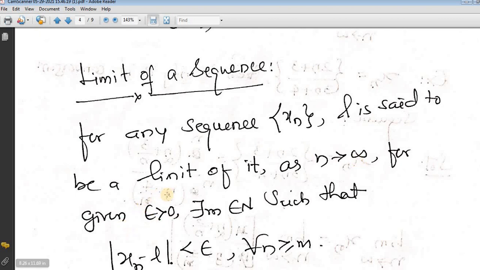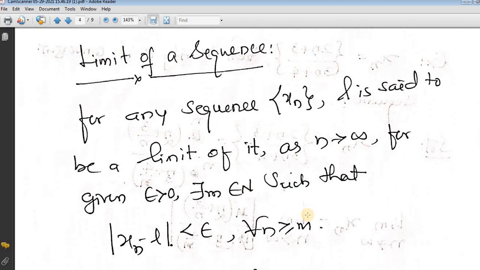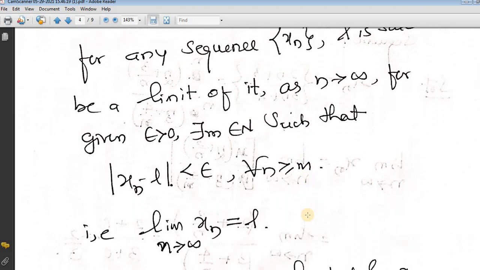For a given epsilon greater than 0, there exists a small m belonging to capital M such that mod of xn minus L is less than epsilon. Epsilon is a small parameter. Now when we substitute the limit value, the sequence value and the limit value differ by less than epsilon, that is, they should be equal. Suppose I take this L to this side, that becomes limit as n tends to infinity of xn equals L. This is a finite value. So this is called the limit of a sequence.